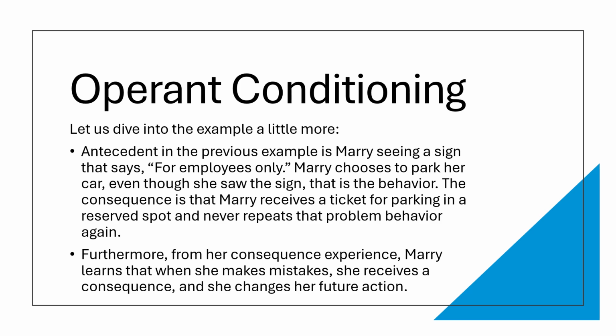Operant conditioning. Let us dive into the example a little more. The antecedent in the previous example is Mary seeing a sign that says, "For employees only." Mary chooses to park her car even though she saw the sign. That is the behavior. The consequence is that Mary receives a ticket for parking in a reserved spot and never repeats that problem behavior again. Furthermore, from her consequence experience, Mary learns that when she makes mistakes, she receives a consequence and she changes her future action.